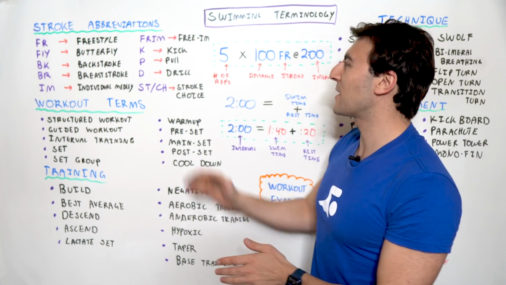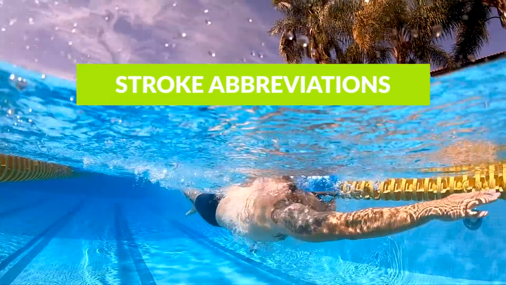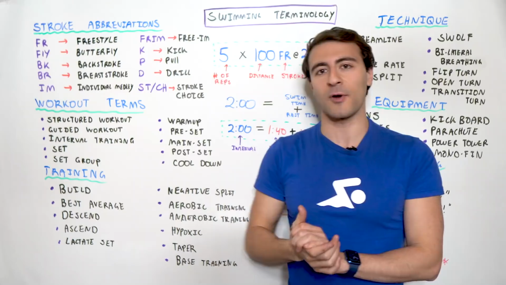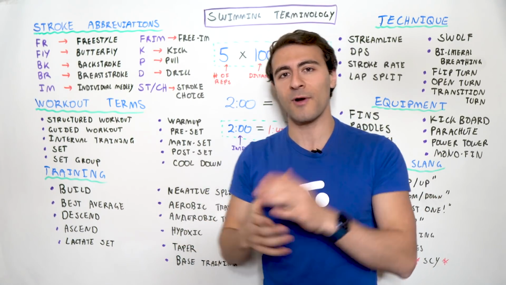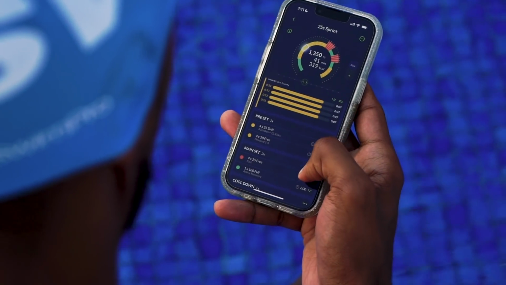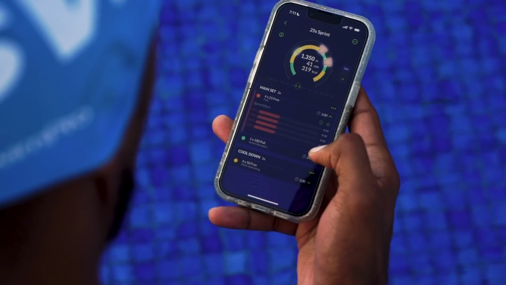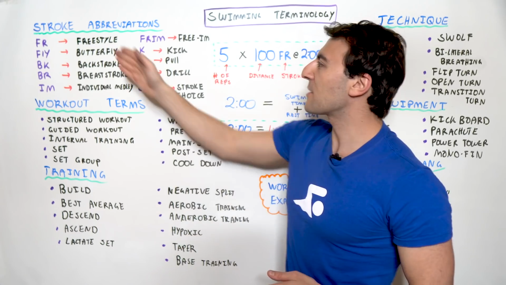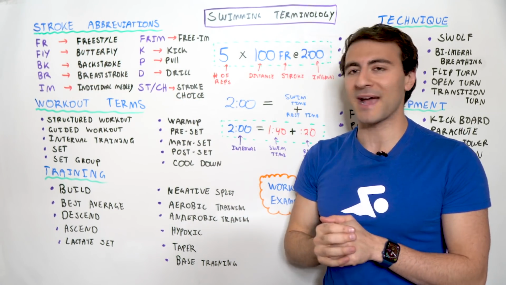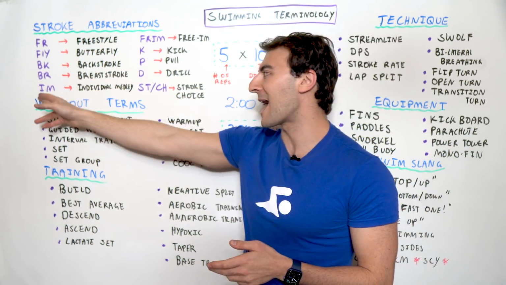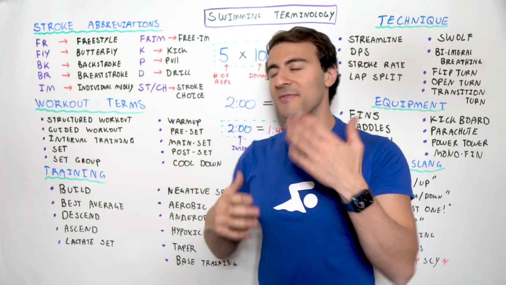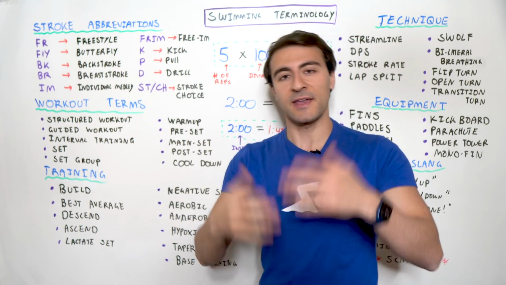Let's go ahead and get right into it with the basics, stroke abbreviations. When you see a workout, whether it's structured or guided in the MySwimPro app or anywhere else on the pool deck or online, you might often see the strokes in their abbreviated format. So we have all the different variations, most of them that you might see, including FR for freestyle, FLY for butterfly, BK for backstroke, BR for breaststroke, and IM short for individual medley. These are the most common stroke types, and these are what you can actually compete in a competition.